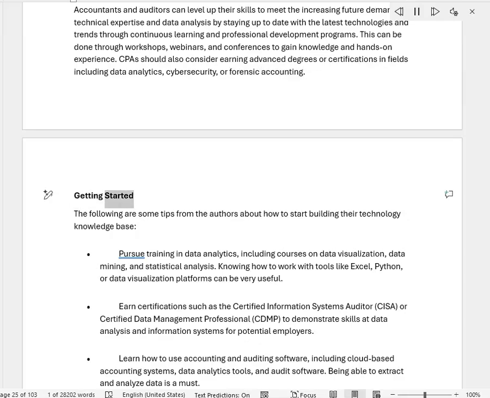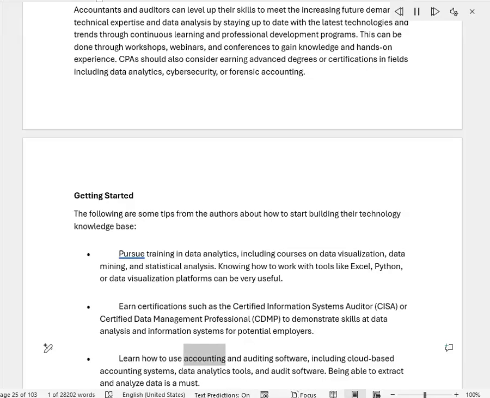Getting started. The following are some tips from the authors about how to start building their technology knowledge base. Pursue training in data analytics, including courses on data visualization, data mining, and statistical analysis. Knowing how to work with tools like Excel, Python, or data visualization platforms can be very useful. Earn certifications such as the Certified Information Systems Auditor, CISA, or Certified Data Management Professional, CDMP, to demonstrate skills at data analysis and information systems for potential employers.